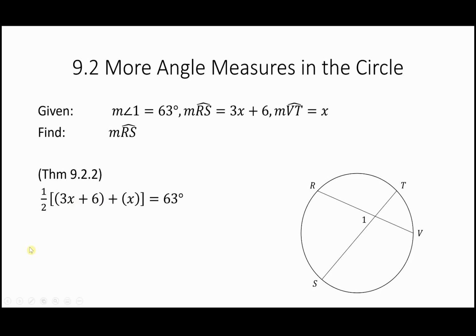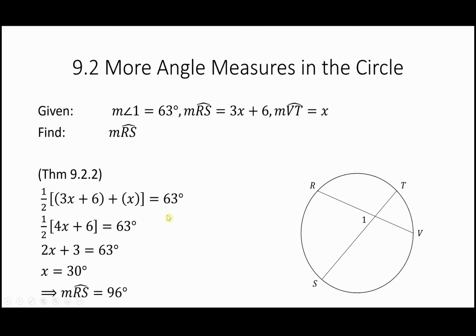So do a little algebra, combine like terms, take half of it and all that stuff, and we'll get x equals 30 degrees. Well, that's all well and good, but we weren't asked to find x, were we? We were asked to find the measure of arc RS. So put your 30 degrees in right here for x to get the measure of arc RS. 3 times 30 gives you 90. Plus 6 is 96 degrees. And so the measure of arc RS is 96 degrees.